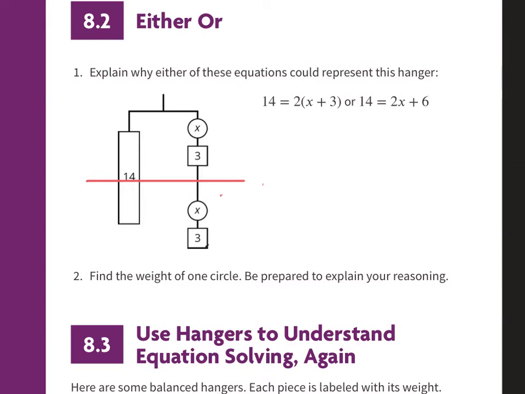So we're going to split this 14 in half. Half of 14 is 7. So we have x plus 3 equals 7. Well, what plus 3 equals 7? 4 does. So my answer is 4. Okay.